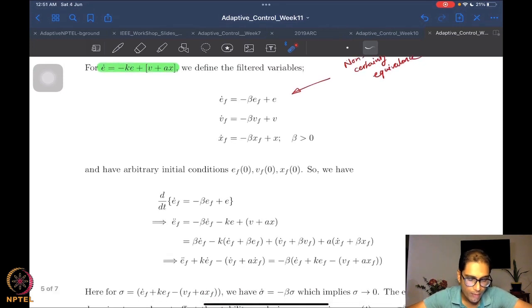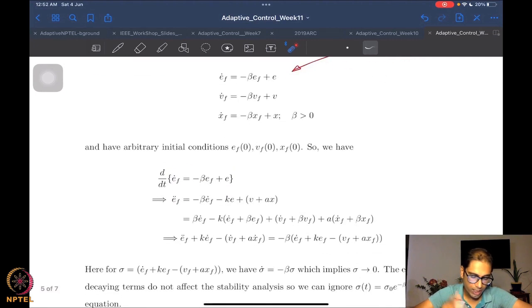Now, what do we do? I want to establish a relationship between the original variables and their dynamics, which is this, and the filtered variables and their dynamics. All right. In order to do this, I take this first equation and I take a derivative on both sides. So on the left hand side, I get a second derivative of EF, so EF double dot. And on the right hand side, I get minus beta EF dot plus E dot. And I get an E dot.